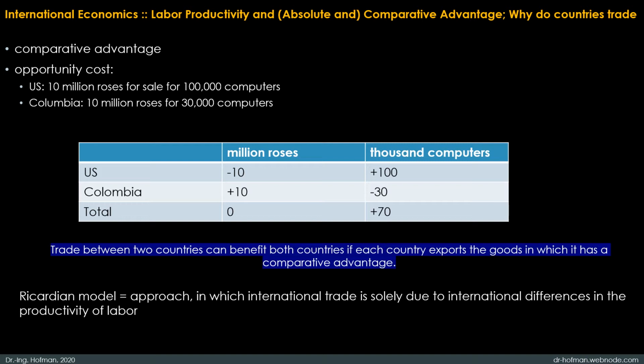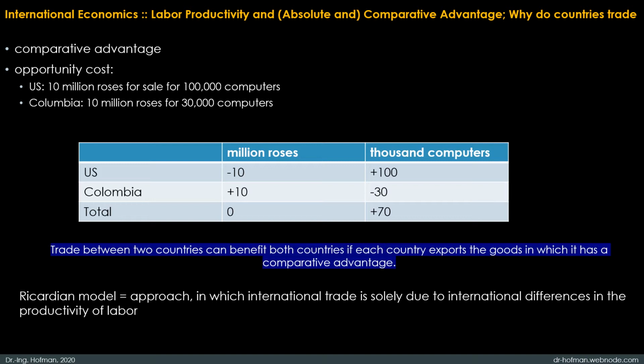Is there any reason to suppose that the potential for mutual gains from trade will be realized? Will the United States and Colombia actually end up producing the goods in which each has a comparative advantage? Will the trade between them actually make both countries better off? To answer these questions, we must be much more explicit in our analysis.